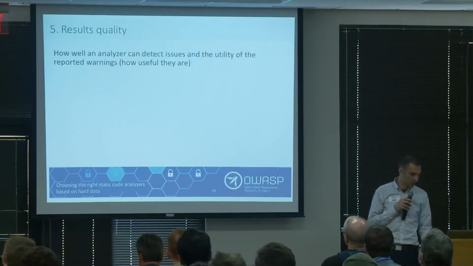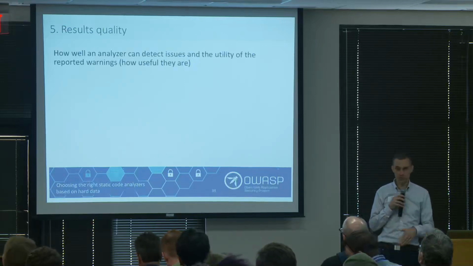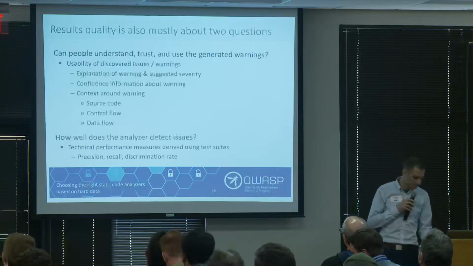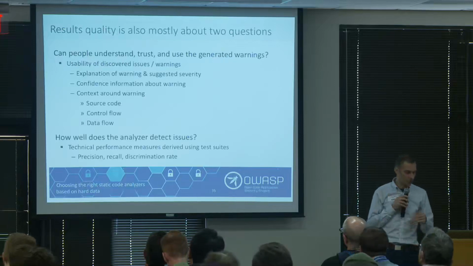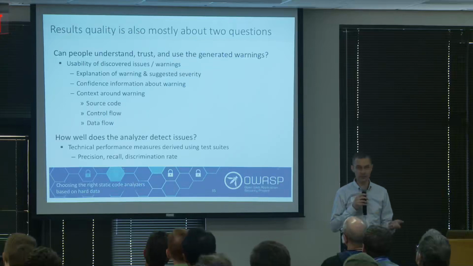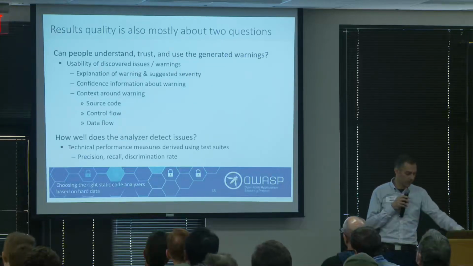And then results quality, which is how well it can detect those issues, and then how useful those issues are to the people who need to consume them. And so this also breaks down into two questions. Can the people who are reading the results of the analyzer understand it and do useful things, like fix the problem, or determine if there's enough risk there that they want to worry about it?